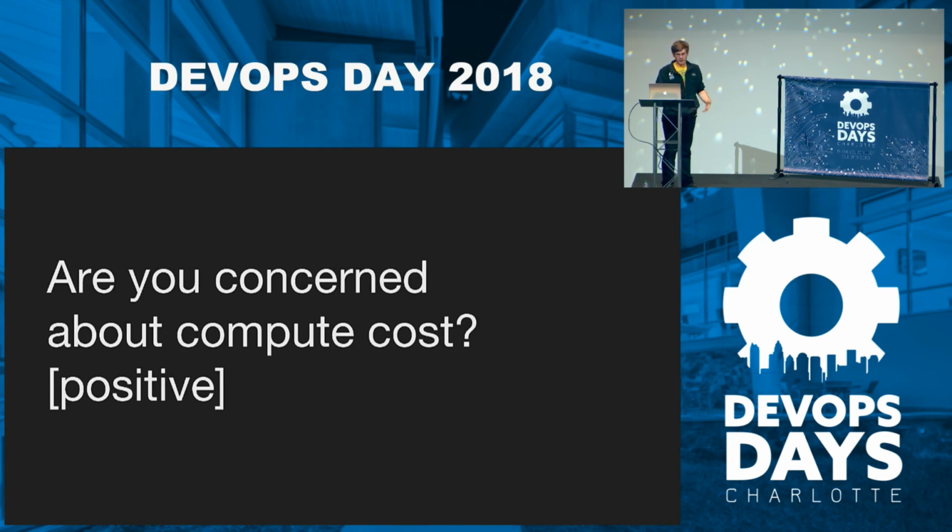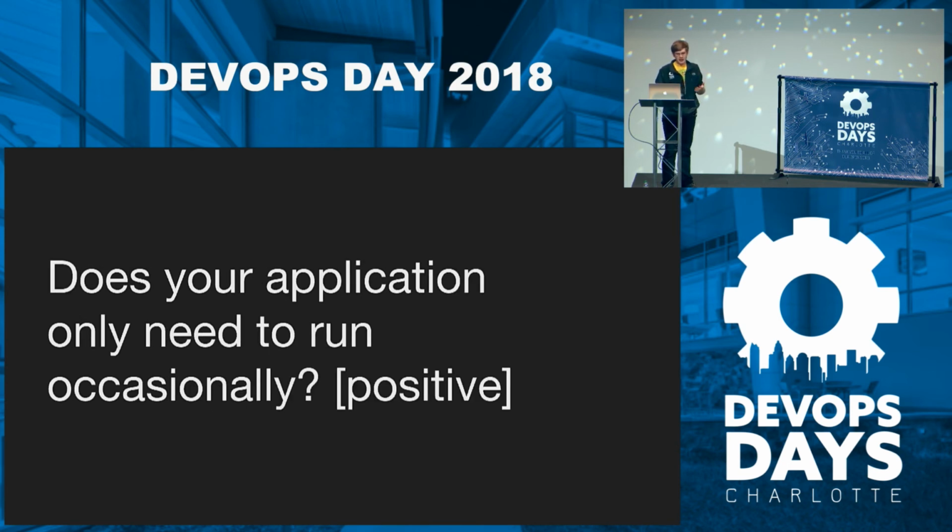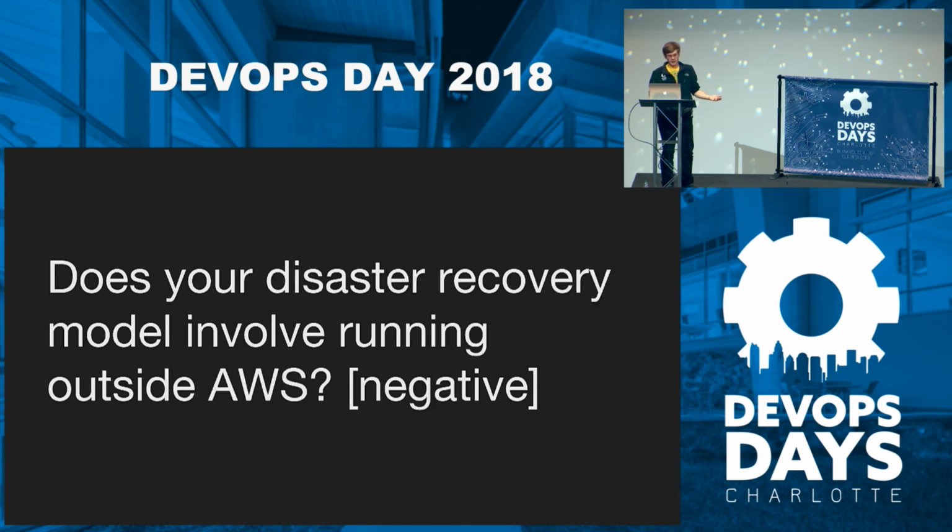If you're concerned about compute cost, Lambda's pretty cheap, so that makes it a good option. If your application only needs to run occasionally, maybe you have a short scheduled task that takes 30 seconds to complete or something like that, Lambda's really good for that. Bearing in mind that you need to coordinate deployments and set up pipelines for it, because that doesn't come out of the box. If your disaster recovery model involves running outside of AWS, then with tooling it can get better, but Lambda's not a great option there overall.